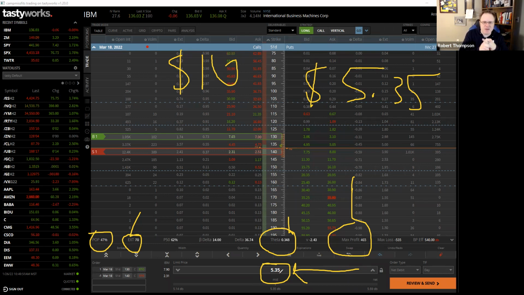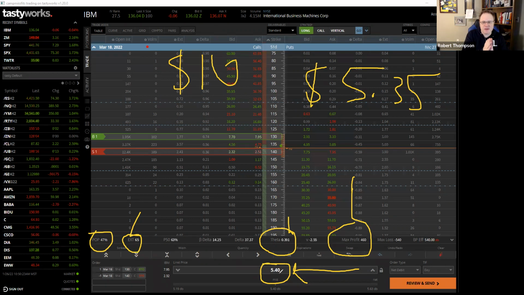If you try to ship the vertical order for more than the spread is wide, most brokers won't even let you send that order. Like if I were to put a price in here for $12, they probably wouldn't even let me send it. I've actually had orders like that get rejected before when I've tried to sell spreads that were worth next to nothing.